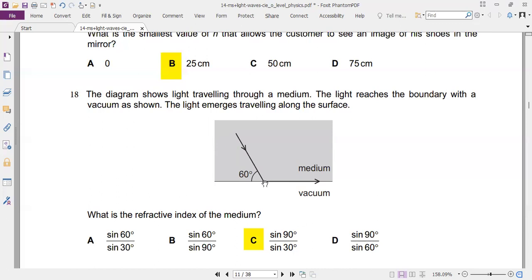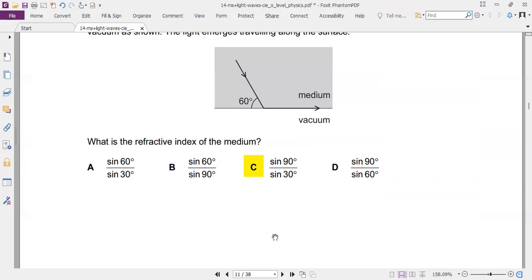Secondly, the angle of incidence, well, look at 60. If we draw the normal here, this angle will be 30. So that will be the angle of incidence. So this is the correct expression for this.